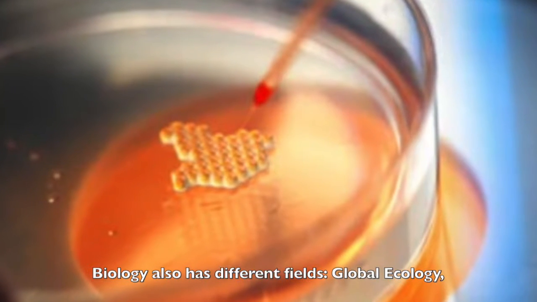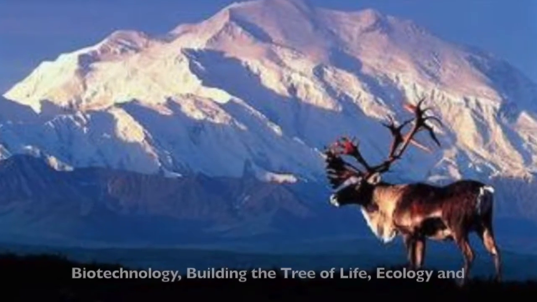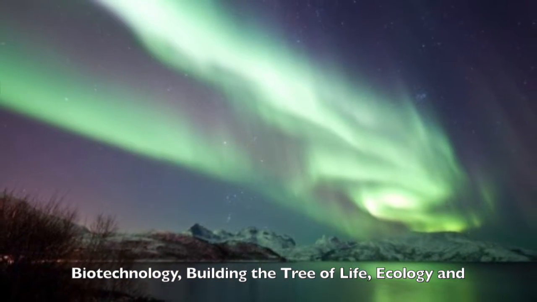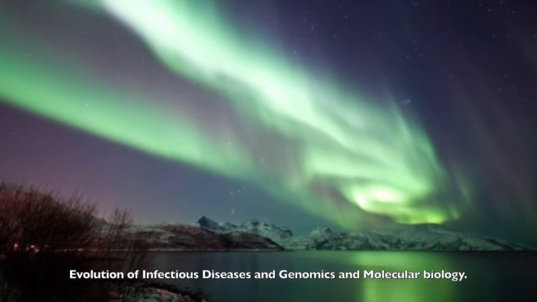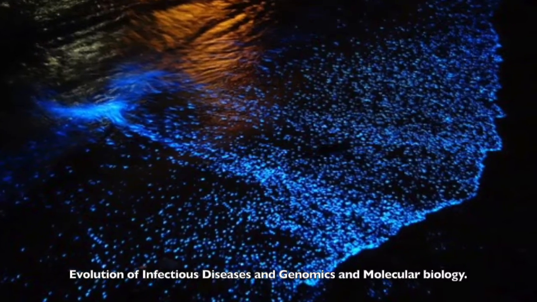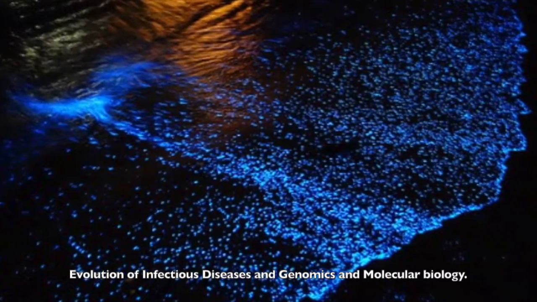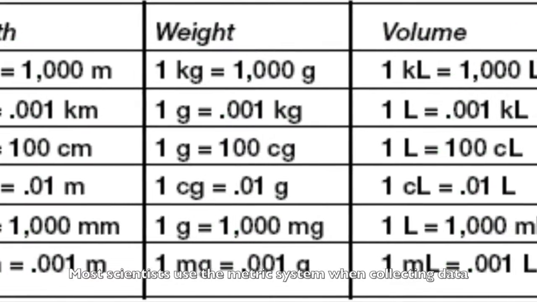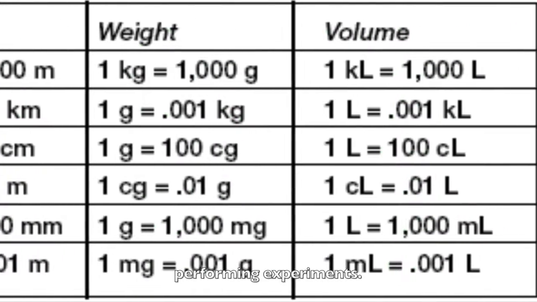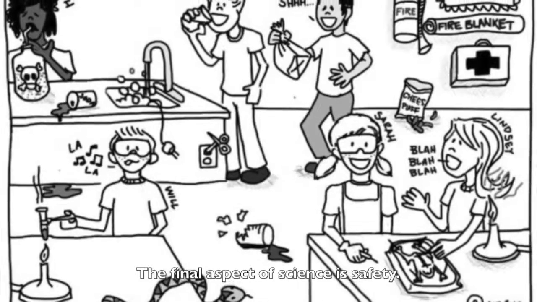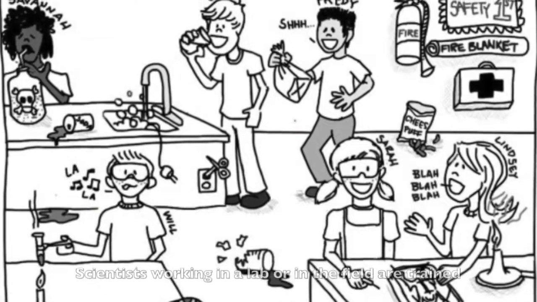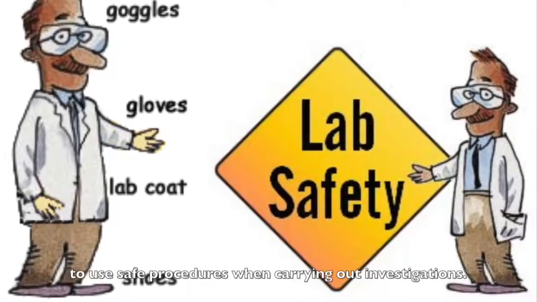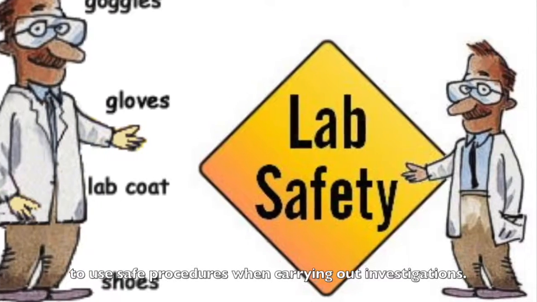Biology also has different fields: global ecology, biotechnology, building the tree of life, ecology and evolution of infectious diseases, and genomics and molecular biology. Most scientists use the metric system when collecting data and performing experiments. The final aspect of science is safety. Scientists working in a laboratory or in the field are trained to use safe procedures when carrying out investigations.